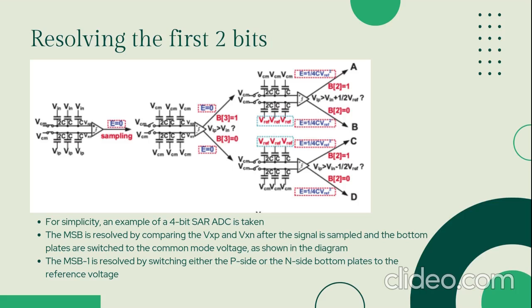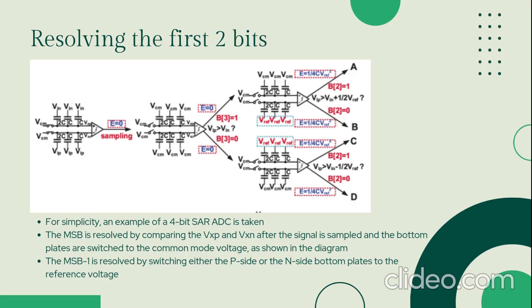To explain the mechanism, we take the example of a 4-bit SAR ADC. Following the proposed architecture, first the sampling stage takes place where the top plates of the CDAC are connected to VCM while the bottom plates are connected to the positive and the negative differential inputs respectively. At the end of the sampling stage, first the top plate switches are opened and then all the bottom plates are switched to VCM.